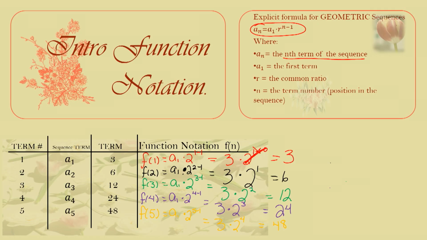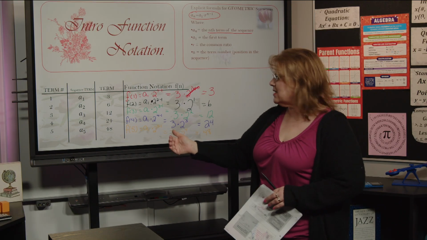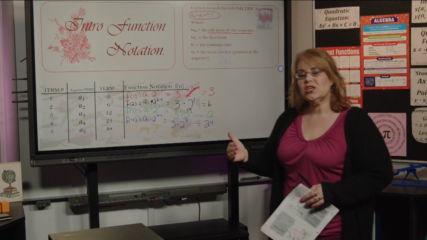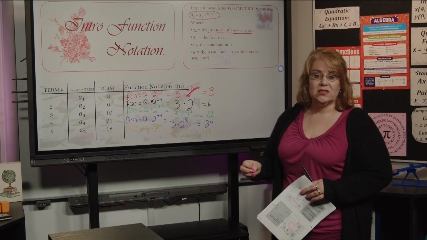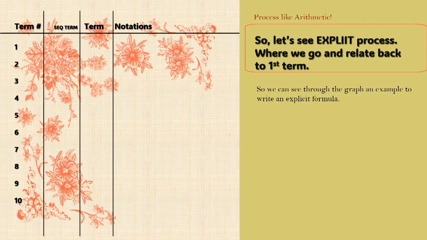So not only have I filled out my table, I've looked at my terms, I've looked at what they are as of sequences, and then I put my function notation or my f of n notation. All right, so let's see what else we got. All right, so it says we're going to process this like the arithmetic. So let's see explicit process, where we go and relate back to the first term, so we can see through the graph an example to write an explicit formula.